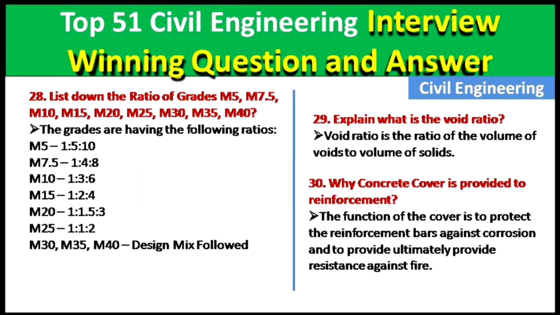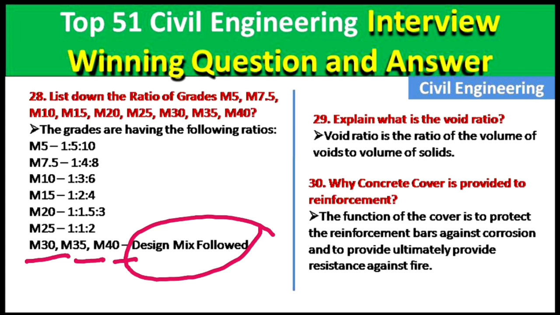So for M5 grade we have 1:5:10. For M7.5 1:4:7. M10 1:3:6. For M15 1:2:4. For M20 1:1.5:3. For M25 1:1:2. And M30, M35 and M40 grades of concrete are designed according to different factors.